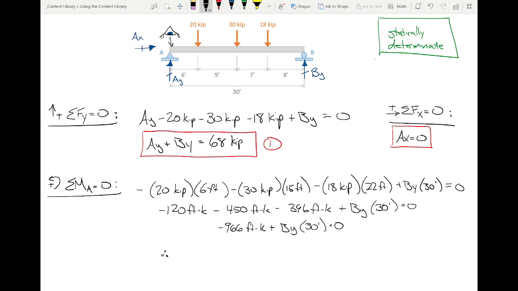So in order to solve for BY, what do I need to do? Add and divide. So BY is 966 foot kips over 30 feet. What is BY?